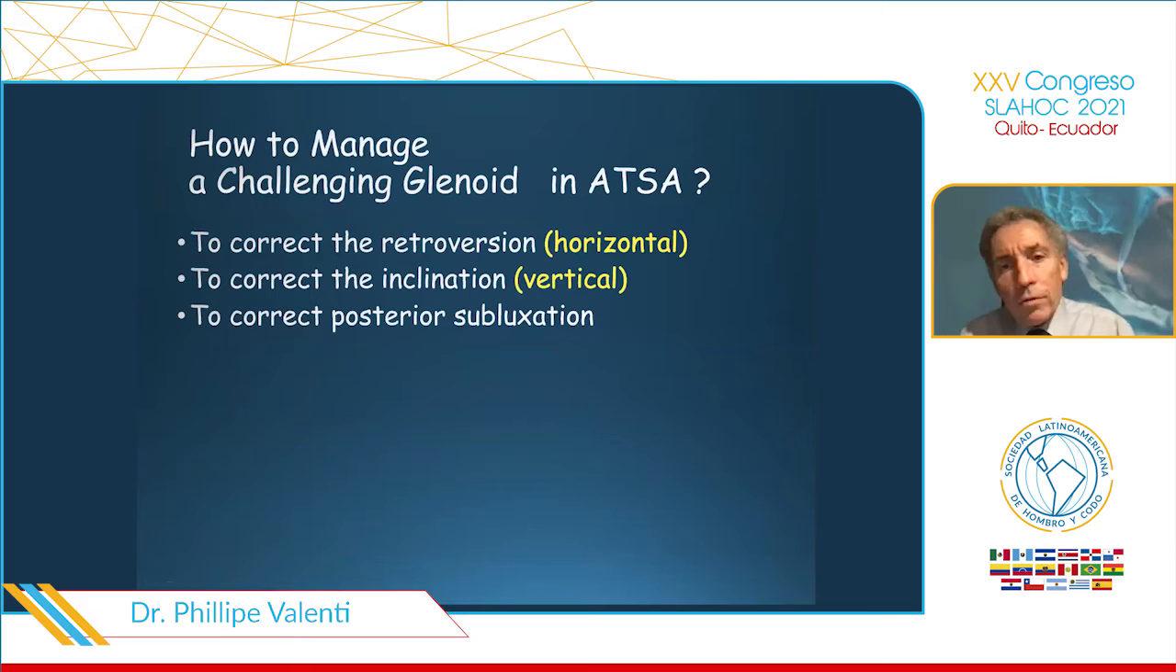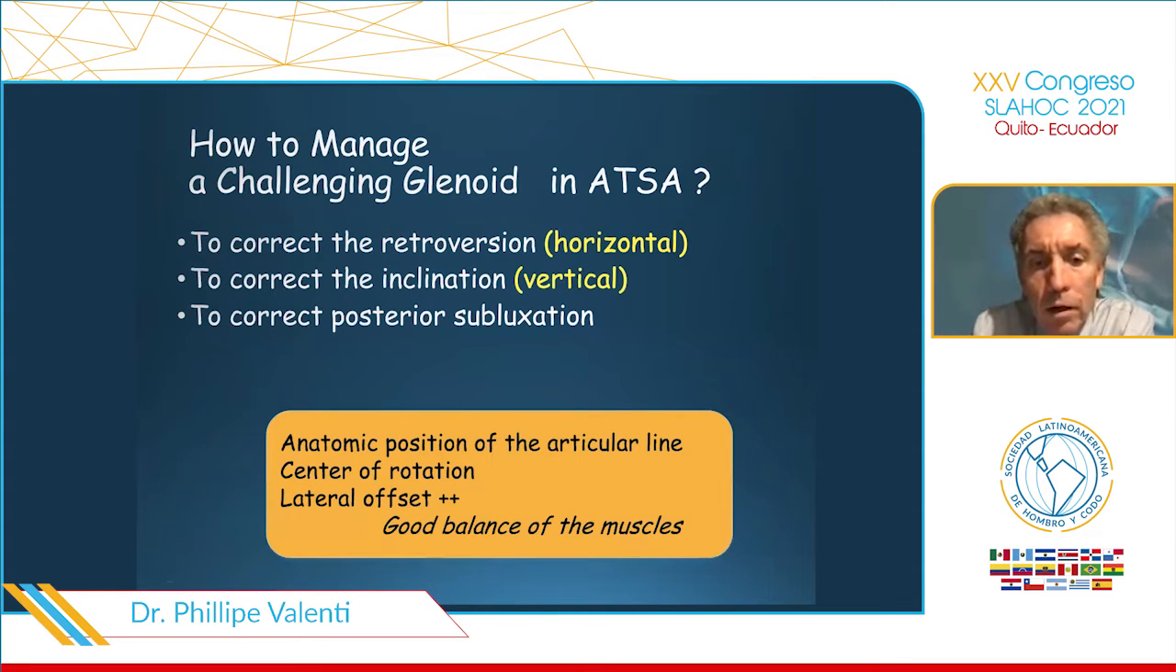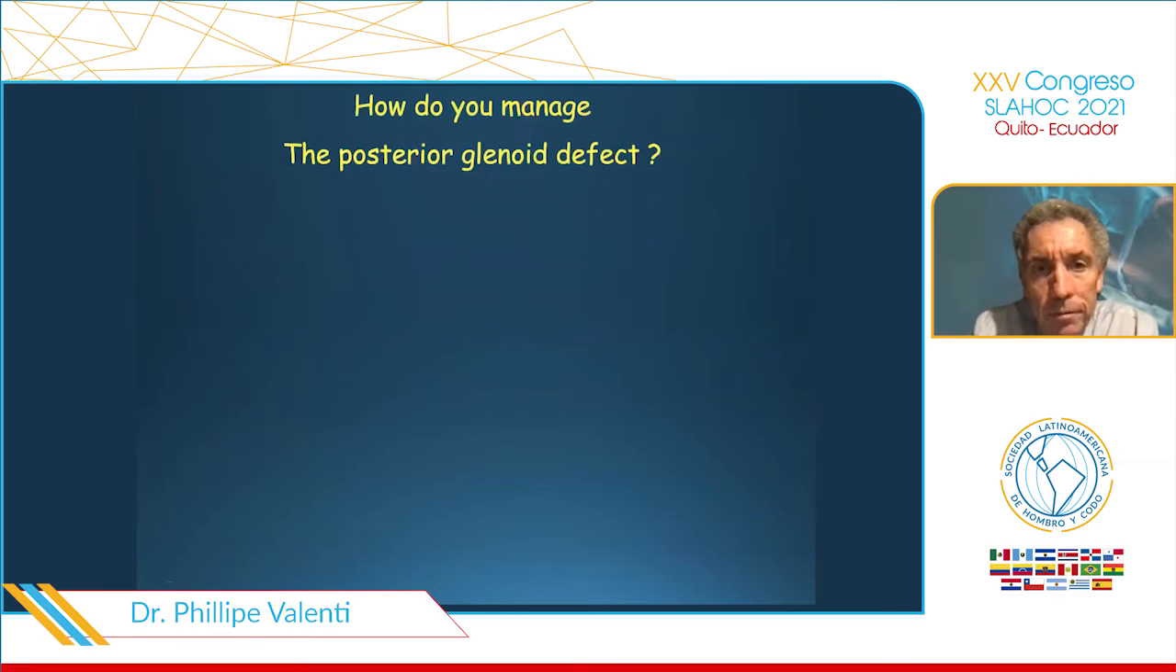So if you decide to do anatomic in B2, you have to correct the retroversion, you have to correct the inclination, and you have to correct the posterior subluxation of the humeral head. The best positioning of the prosthesis should reproduce the anatomic position of the articular line, the center of rotation, and the perfect lateral offset to obtain a good balance of the muscles.